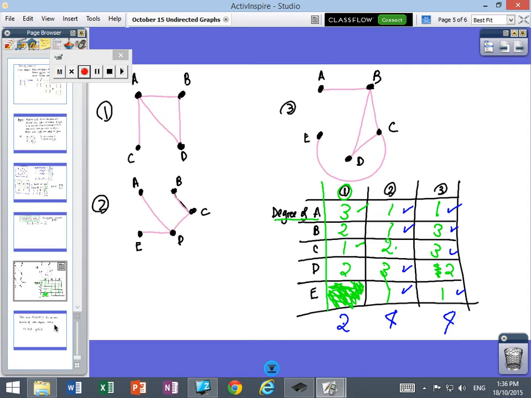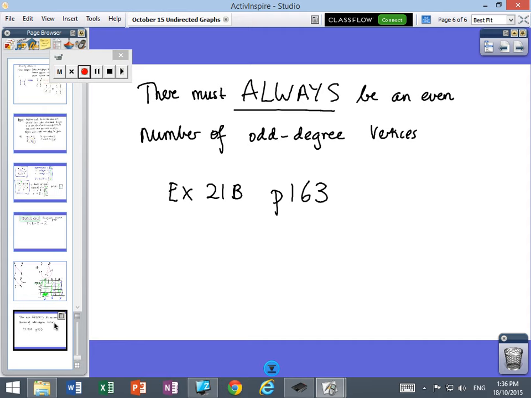So again, make sure you make a note of this, but there are always an even number of odd degree vertices for a connected planar graph.